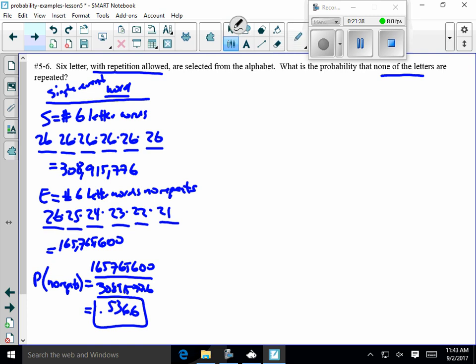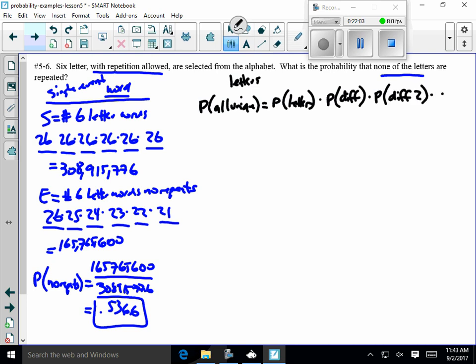What if I wanted to focus on the letters? That means we have multiple events. Okay, so I'm going to try to do this with probabilities. The probability that they're all unique would be the probability that we have a letter, times the probability that the second letter is different from the first, times the probability that the next letter is different from the other two, and so on until we've populated all the letters in the word. The first is the probability of picking a letter, and that probability is 1. If I pick a letter, I'm 100% certain to get a letter.